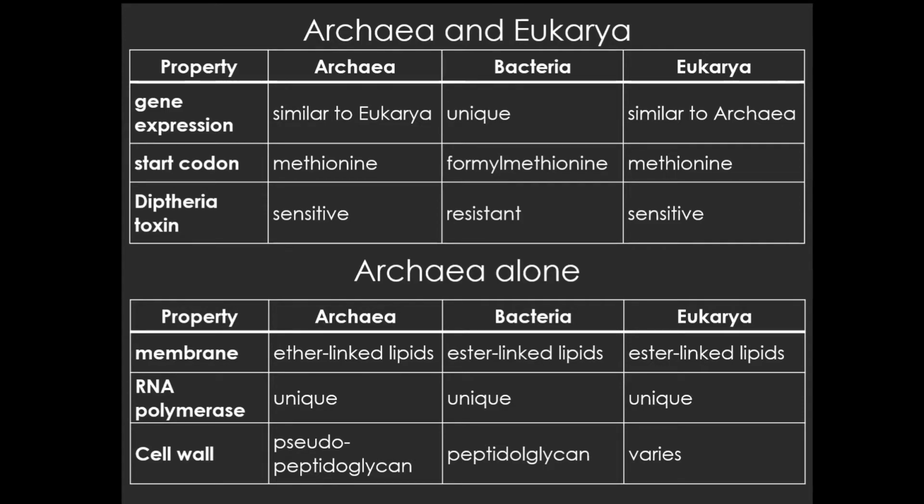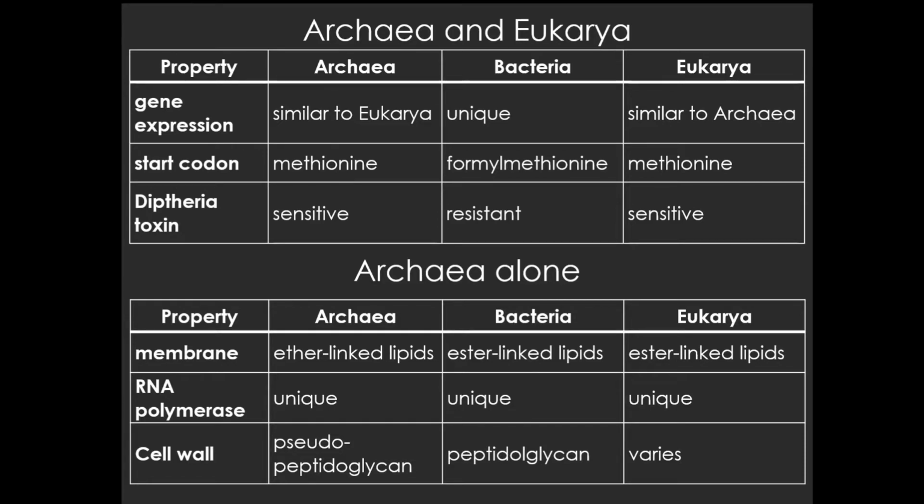And one of the really fundamental things about archaeans, which is not shared with anybody else, is that their cellular membrane is completely differently put together than anybody else on the planet. We're going to look at this in further detail in other lessons. Remember, we talked about this when we looked at the prokaryotic cell. Archaeans have ether-linked lipids in their phospholipid membranes, and bacteria and eukarya have ester-linked lipids. They all have unique RNA polymerases and they all have unique cell walls.